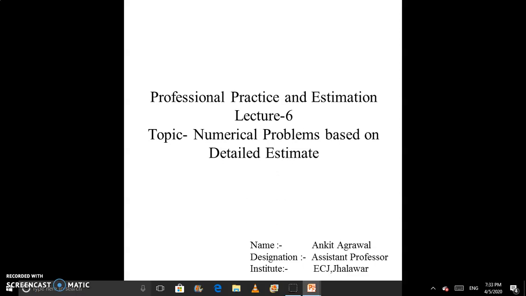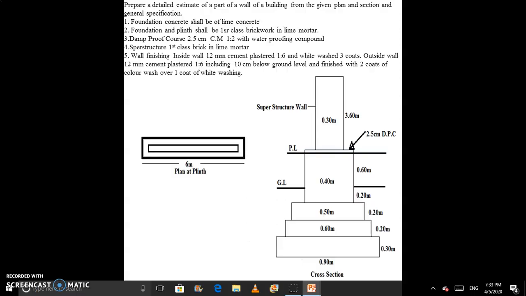Today's lecture considers only the basics of detailed estimates, how we find the detailed estimate for quantity, and how we find the abstract of estimated cost. After that, we discuss many problems regarding detailed estimates. Today's lecture begins with a numerical problem: prepare a detailed estimate of a part of a wall of a building from the given plan and section and general specification.